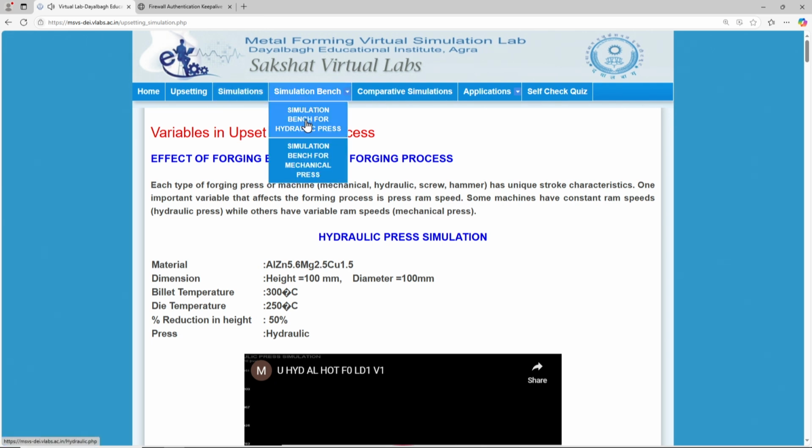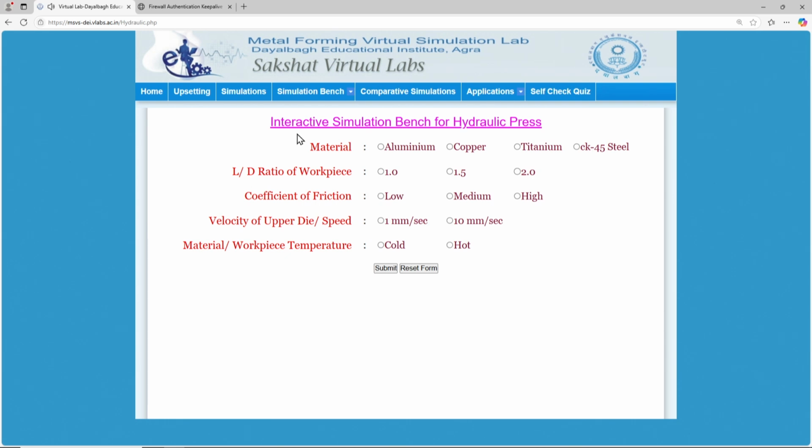simulation. Let me just come to the simulation bench. Simulation bench means it is showing what different parameters we can fix for this specific operation. For example, in the upsetting operation itself, you try to pick aluminum material with L by D ratio as 1.0 only, and coefficient of friction as medium. The velocity of upper die, that is the speed of the die that is moving, is 10 millimeter per second, and we would like to see the simulation for hot process.